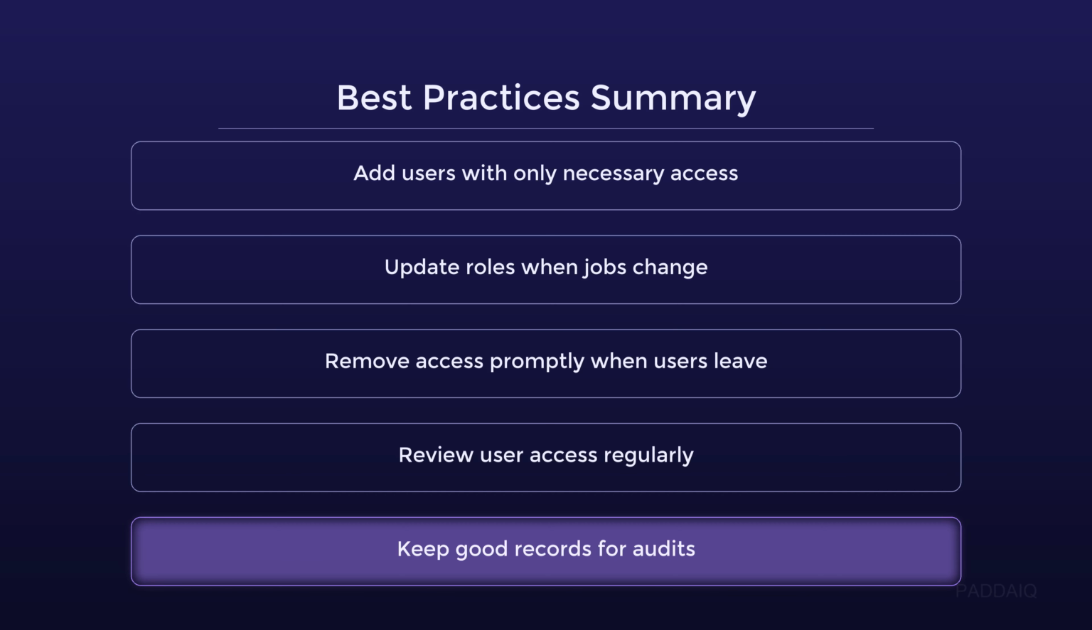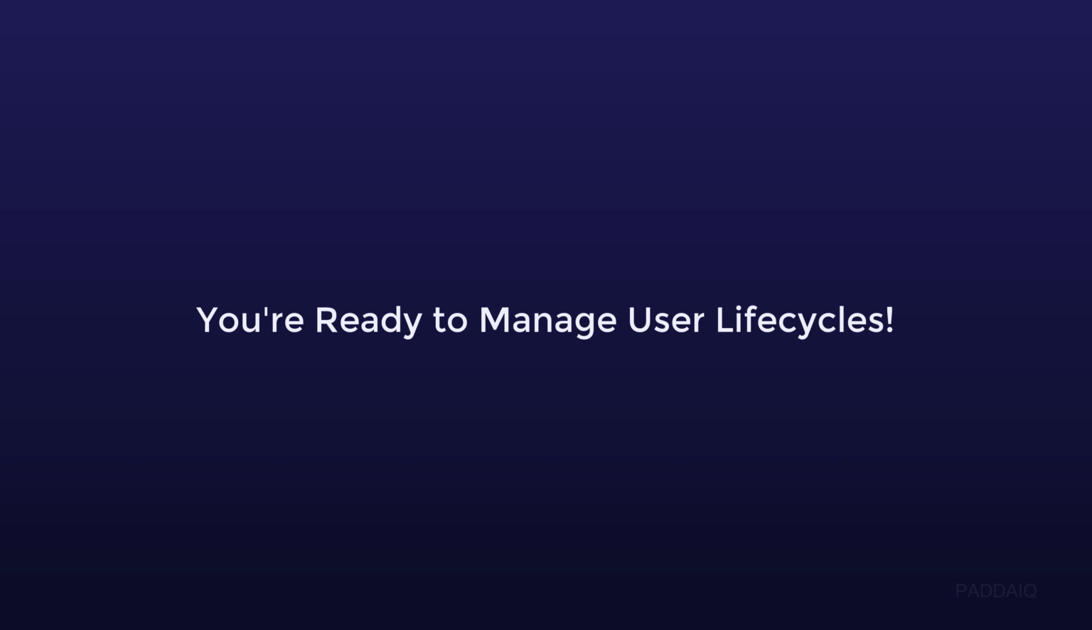Keep good records for audits. This means maintaining clear, organized documentation of all your SAP BTP activities. For example, track who accessed specific data and when, using built-in logs. This practice ensures you can quickly provide evidence during compliance checks, protecting your organization from potential fines and demonstrating responsible data management. You are ready to manage user life cycles.